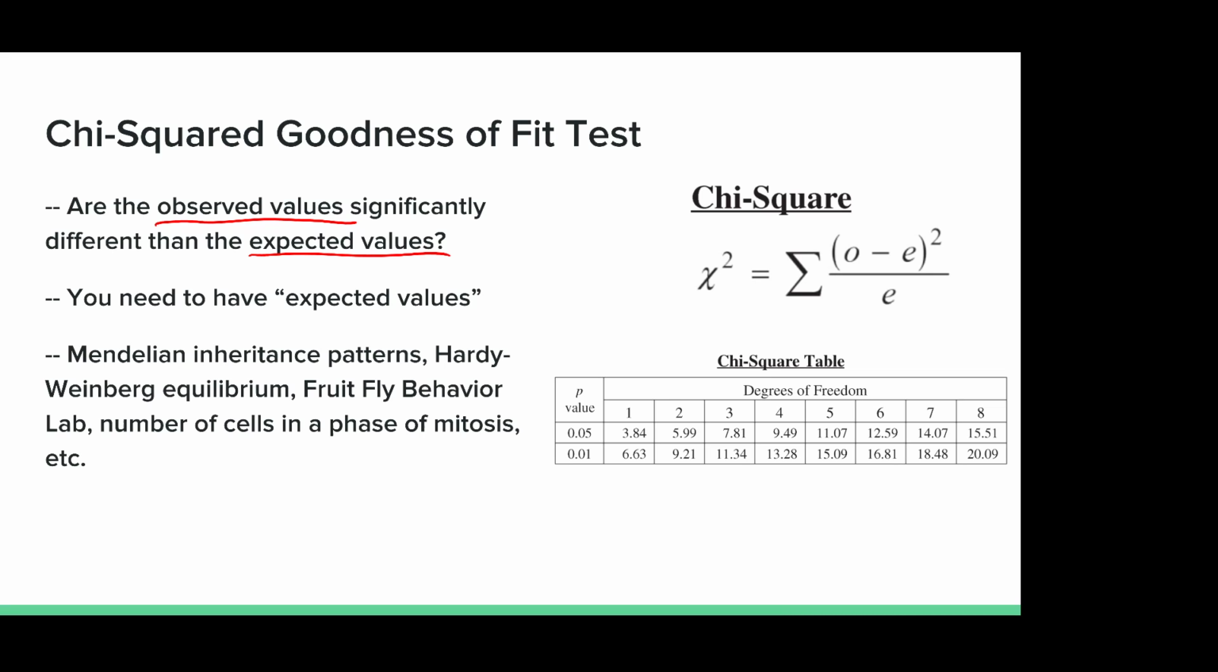So how do you get expected values? Well, it could be from Mendelian inheritance patterns, such as the example we'll use. Could be from Hardy-Weinberg equilibrium, the values of p, q, or genotypic frequencies, or even phenotypic frequencies. Could be the fruit fly behavior lab, where we assumed there were equal numbers in each of the chambers. Could be the number of cells in a phase of mitosis. You could assume equal numbers, or you could assume the typical proportions in each phase of mitosis.